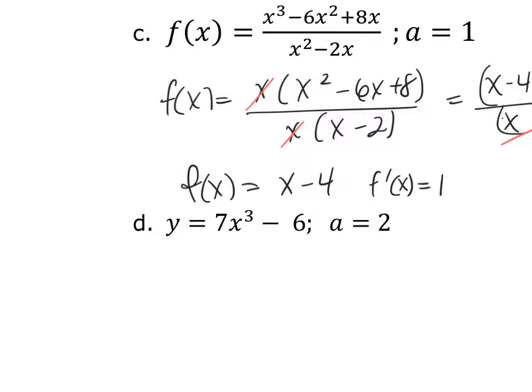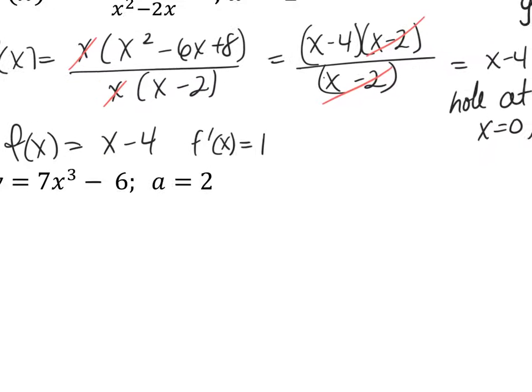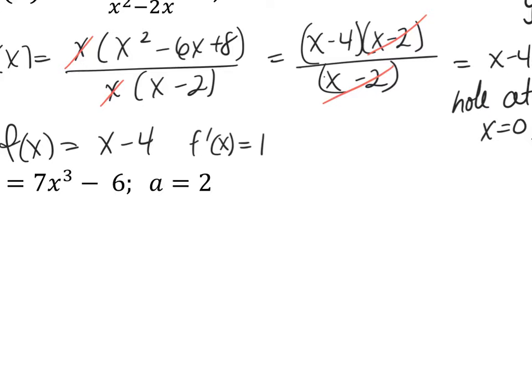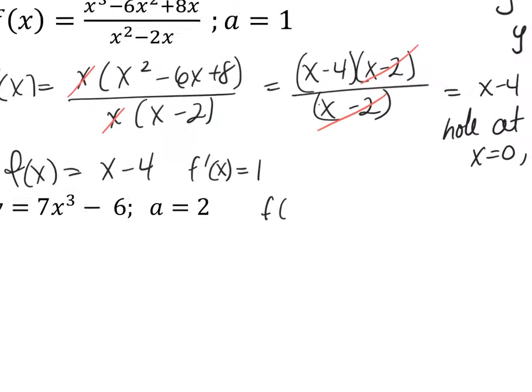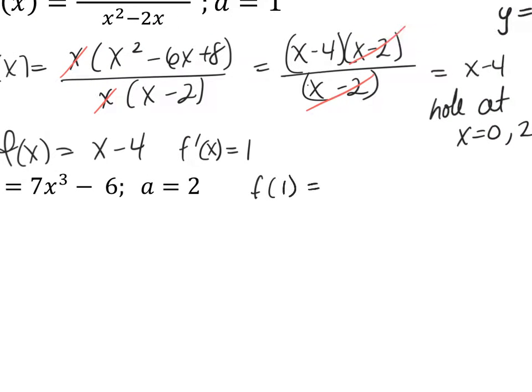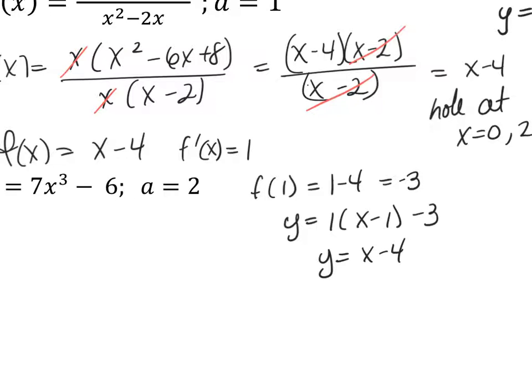So we can still go through the process, though. Let's go ahead and go through the process. Here's my m. m is 1. I need to find f of, what am I putting in? 1. f of 1 is 1 minus 4, which is negative 3. That is my y value. Following the same algorithm, y is equal to the slope 1, times x minus 1, minus 3. It's what you started out with.